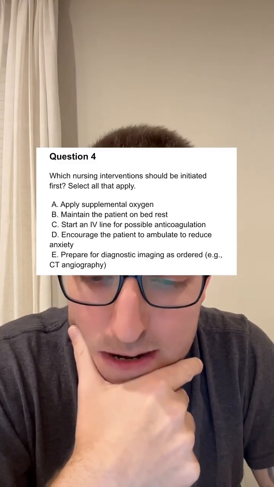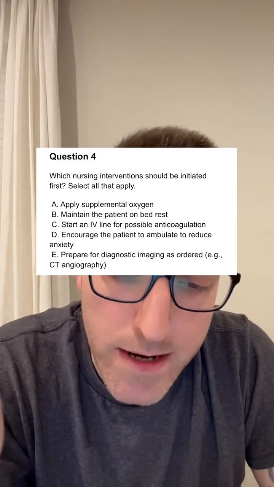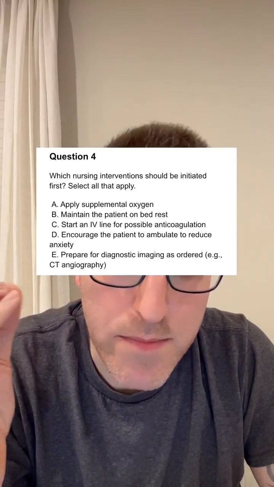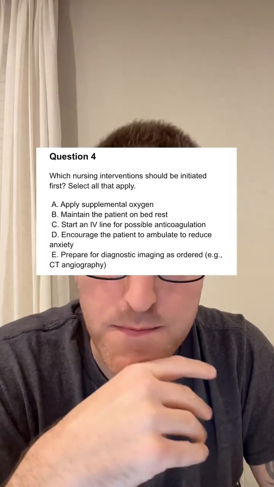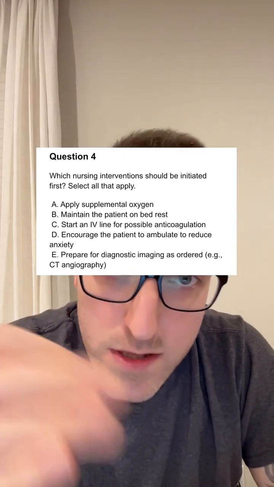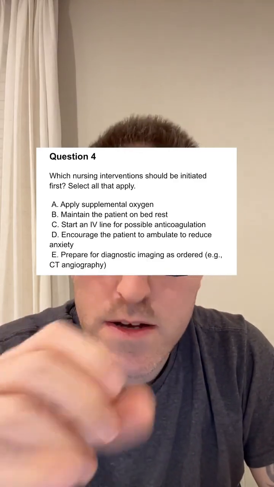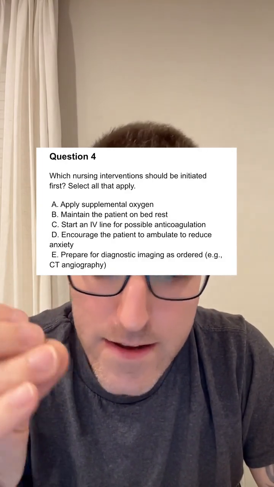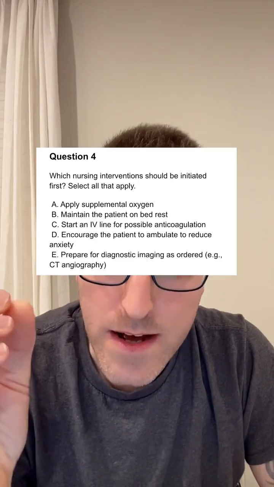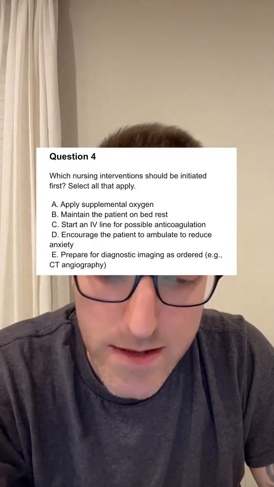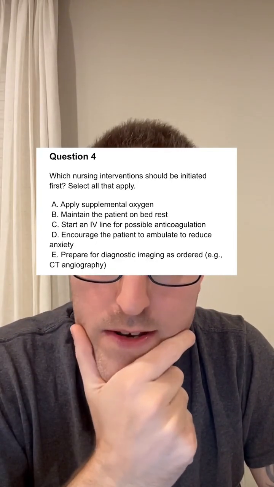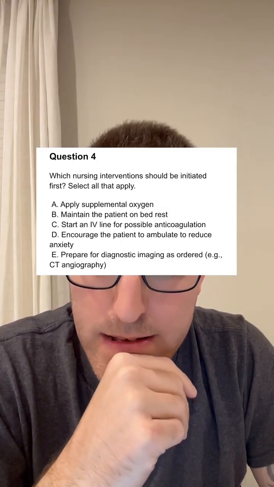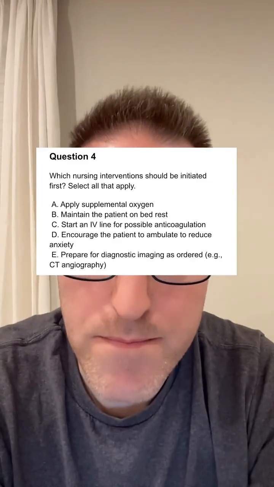Also, it looked like B was missed a lot. B is correct because with a suspected DVT or PE, these types of patients should avoid ambulation initially in order to reduce the dislodging of the clot. So the answer here is A, B, C, and E. It is not D, as ambulation is unsafe when DVT or PE is suspected. Good job.